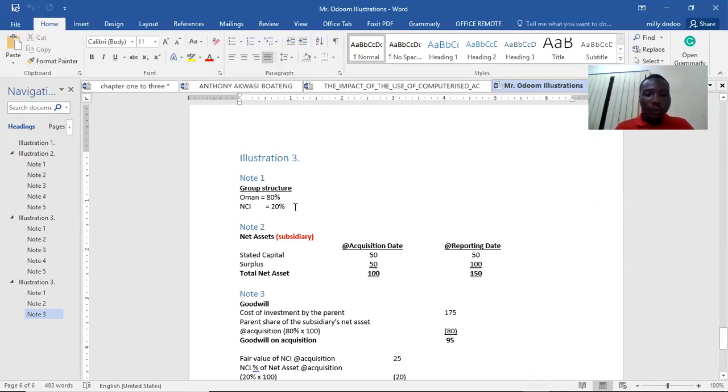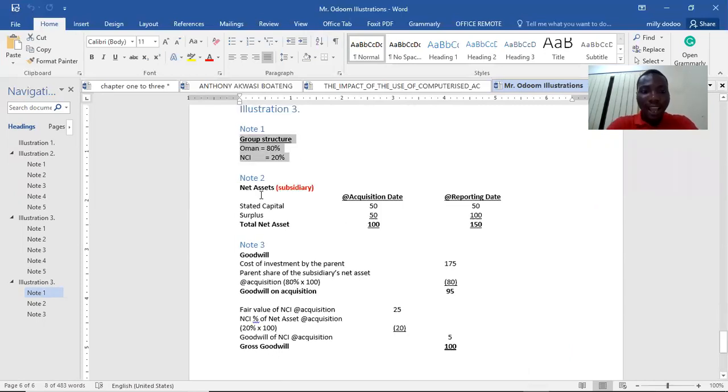That is what forms your group structure. So your note 1, you do your group structure. Then note 2, you look at your NCI, your net assets for the subsidiary at acquisition, and then your net assets for the subsidiary at the reporting date. Now, we've been told in the question that the stated capital for Muscat at the reporting date is 50.